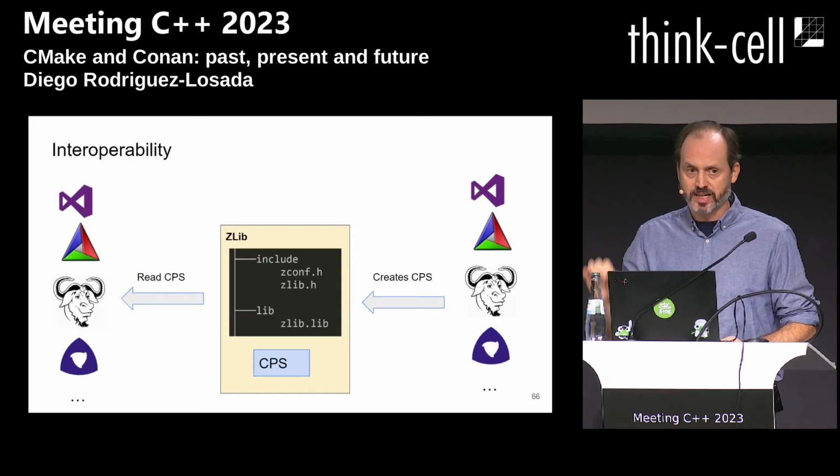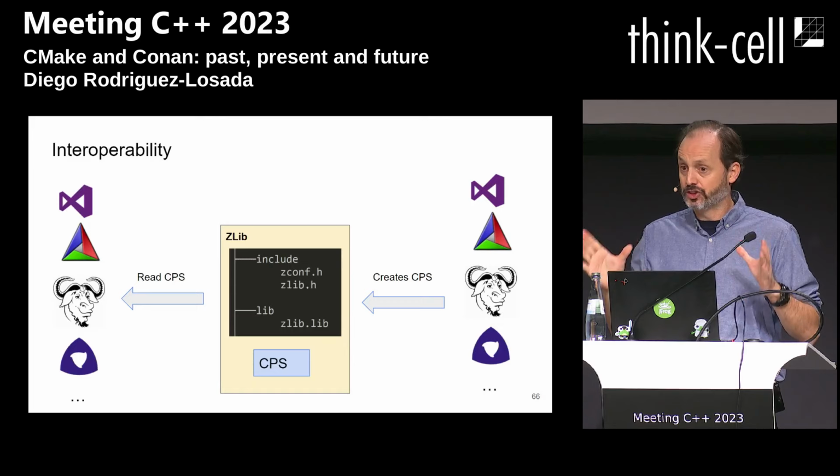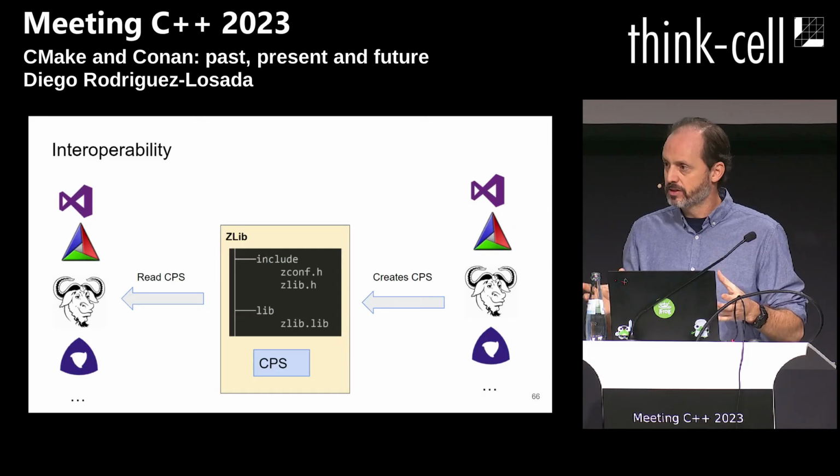And then this CPS file can be consumed by any other build system. This is the goal of the CPS proposal. This is to achieve the interoperability that Conan has been proposing for years. This is what is happening with the CPS proposal.